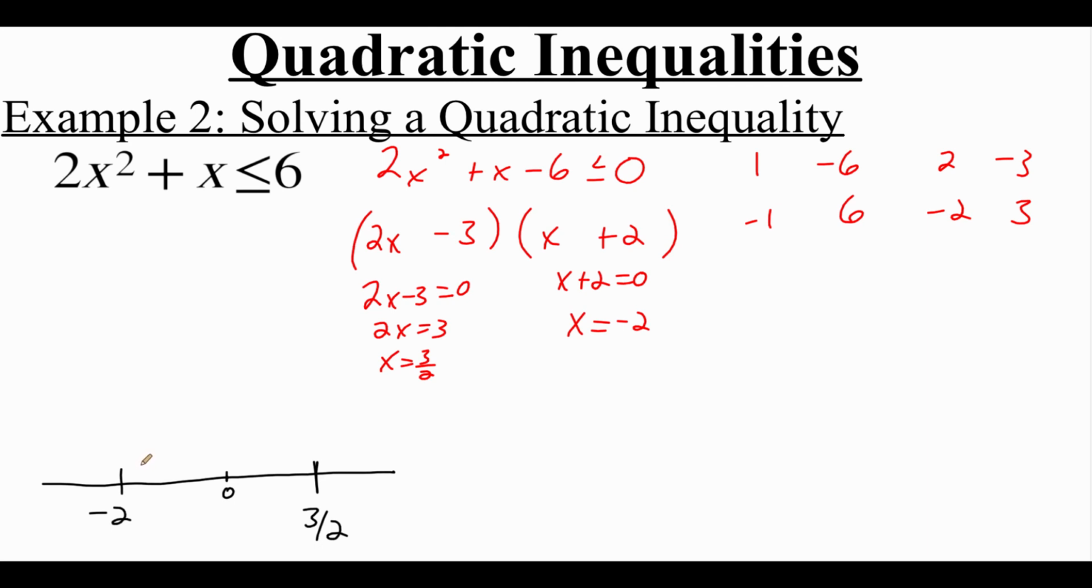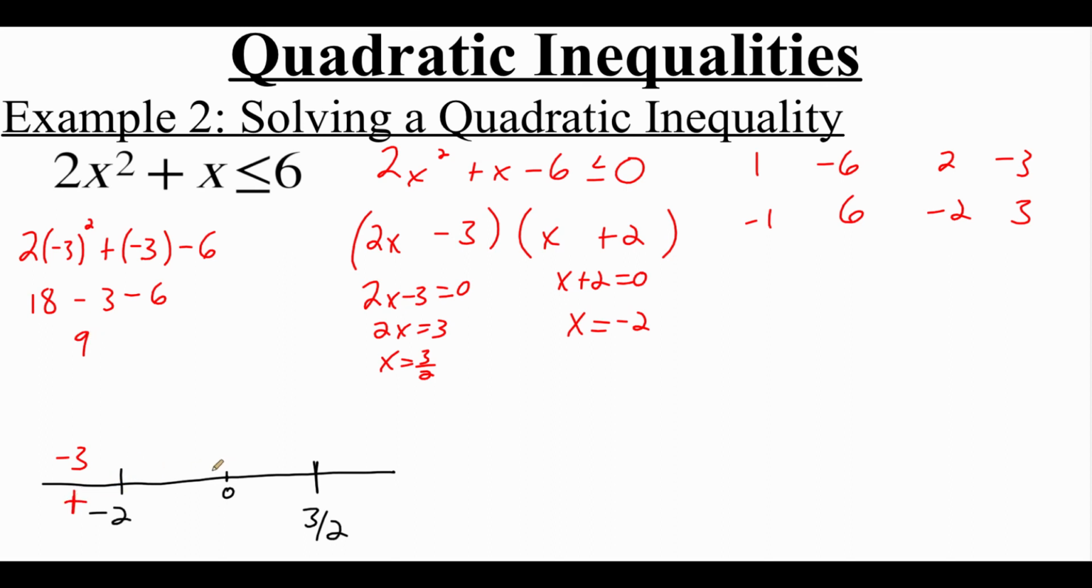So the first thing I want to do is pick a test value, and I'm going to start on the left-hand side, so something smaller than negative 2. So maybe we choose to use negative 3. Now I'm going to plug this into my rearranged form once I get 0 on that right-hand side. So if I plug in that negative 3, then we're going to get 2 times negative 3 squared plus negative 3 minus 6. Now negative 3 squared is 9. 9 times 2 is 18. Minus 3 minus 6. So 18 minus 3 is 15. Minus 6 is 9.